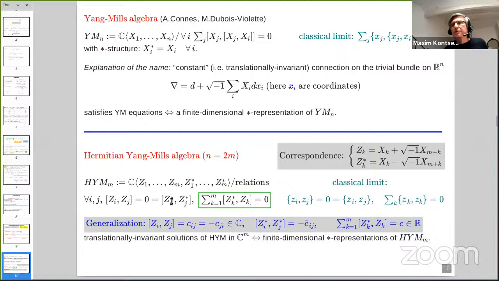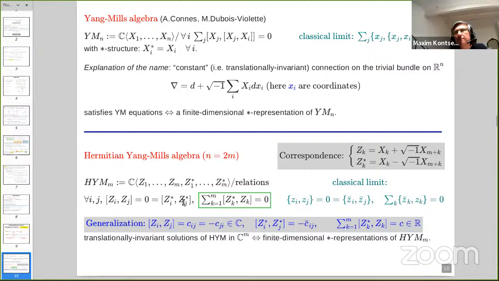And the real Yang-Mills equation for the metric is this one, the sum of commutators is equal to 0, and in the classical limit it looks completely parallel. So if you have a solution of this equation, then you get a solution of this equation. You express x as the real and imaginary parts of z.